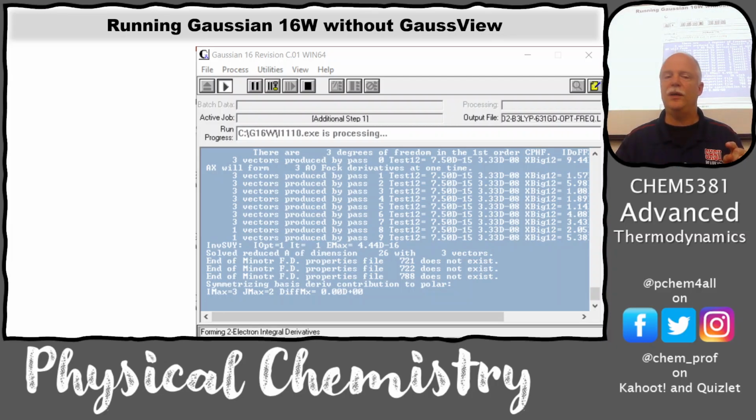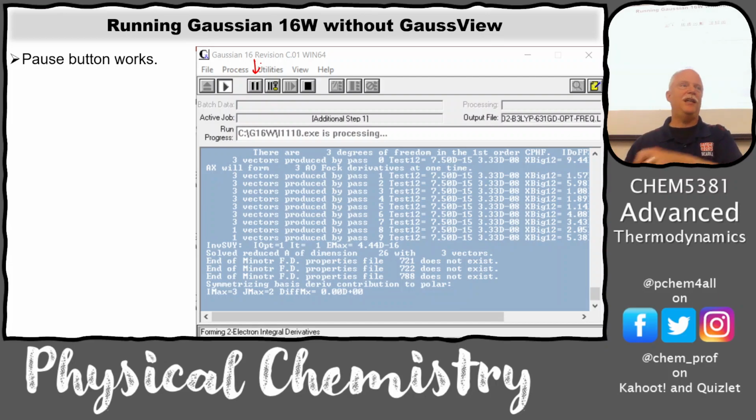Now there are some important buttons on this screen. So the pause button does work. Okay. So if you're doing a big spreadsheet or something else on that computer while it's running Gaussian in the background and everything's really sluggish, you just say, look, I'm going to pause the Gaussian calculation for a few minutes while I finish this task that's using up computer resources, and then you come back and you can unpause it. So the pause button is great.